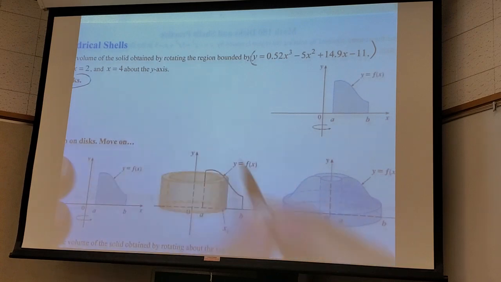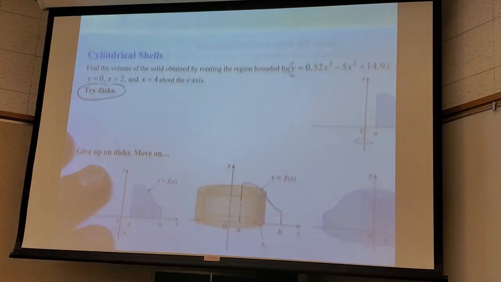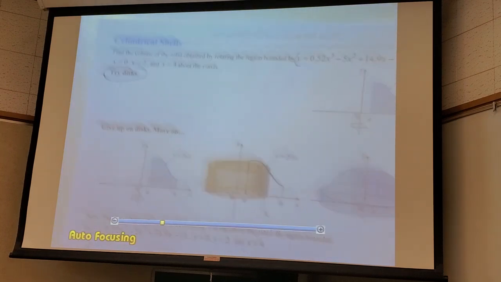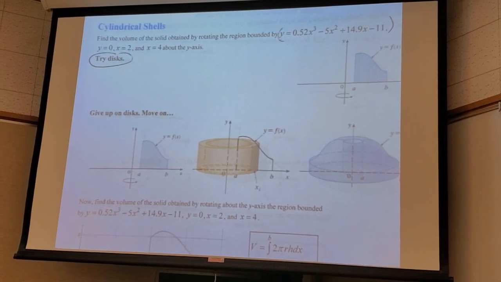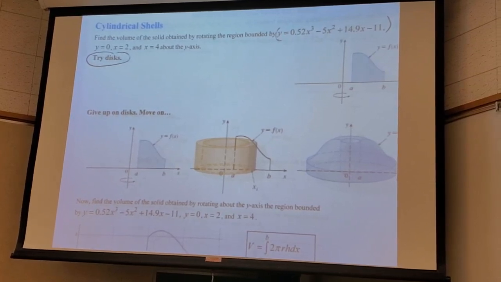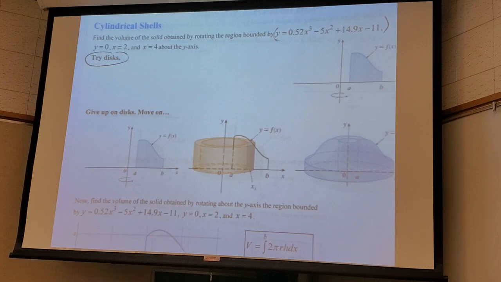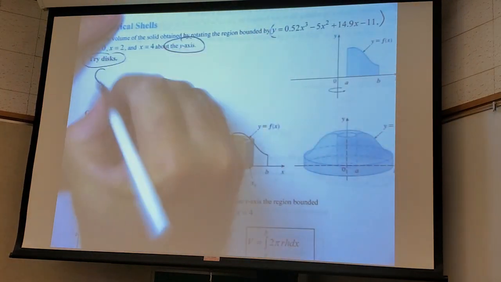So if you try disks, what's the most important thing to first do? I've already got the region sketched. So what is the next thing you do right after you sketch the region? You say, all right, let me try disks. What's the very next thing? You set up what the integral needs to be. Integral d what? Which one is it here? Disks would need integral dy.